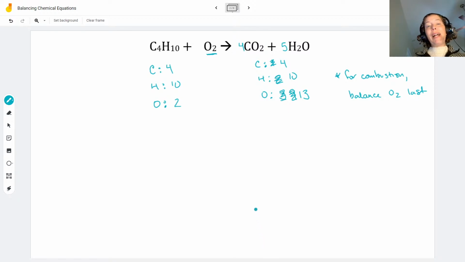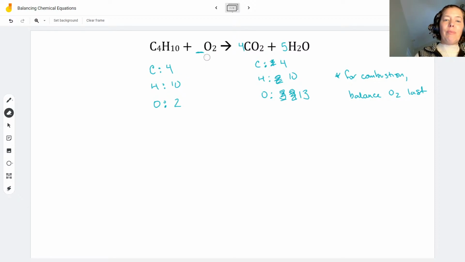So now I have 4 times 2, which is 8, plus 5 gives me 13 oxygen. Okay, so everything is balanced except for oxygen, but I have 13 oxygen on my product side and 2 oxygen on my reactant side. So there isn't a whole number multiplier that I can use to balance my oxygen. So this is where I'm going to show you 2 different ways to do this. Sometimes, especially in combustion reactions, you might see a fraction. So what number could I put in front of my O2 to make that 13?